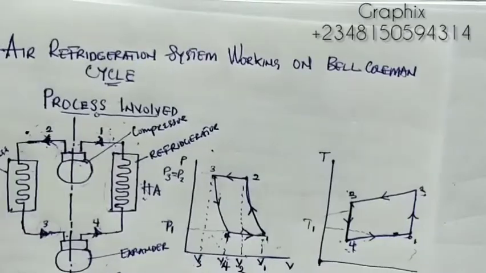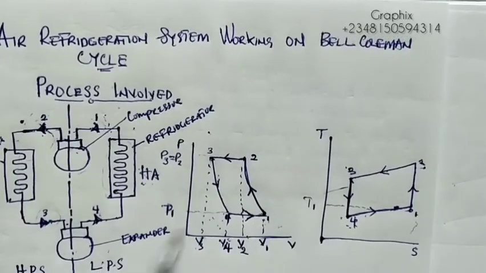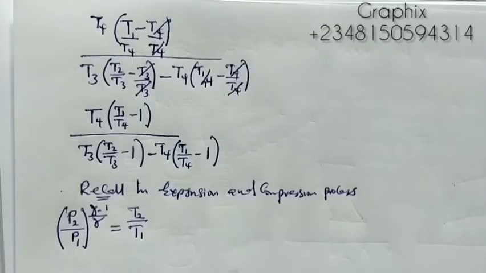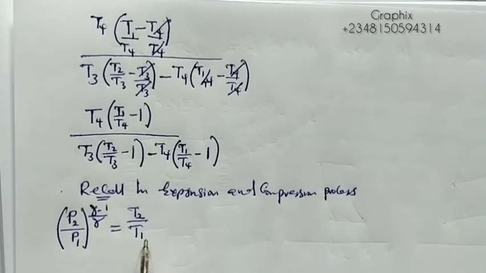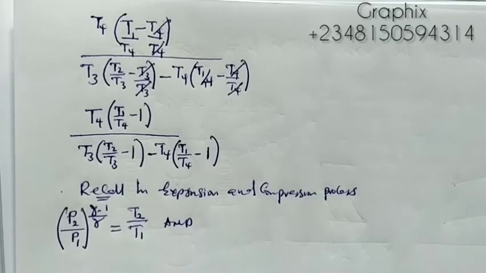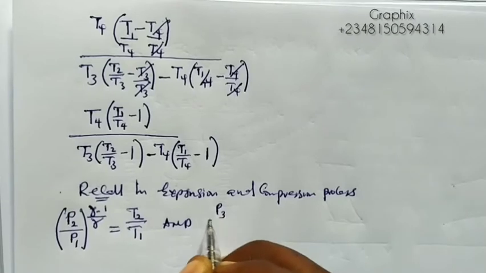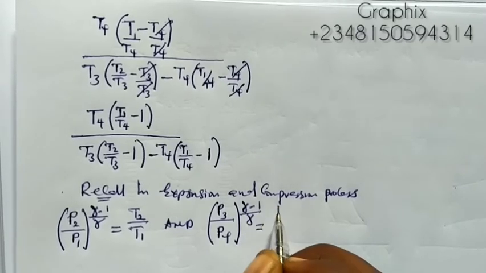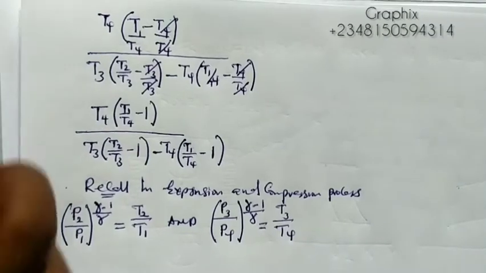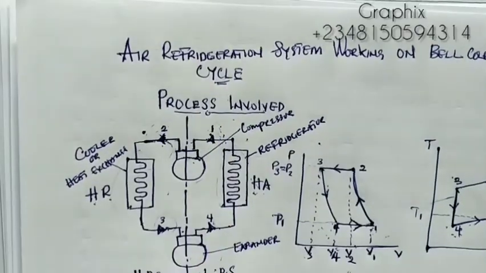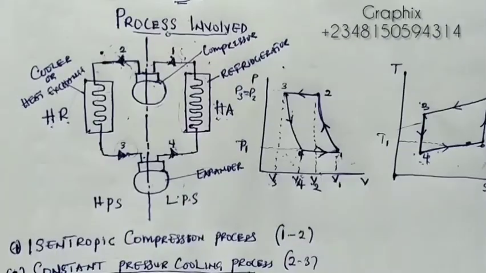This is what I mean here. If you look here, P2 over P1, to the power gamma minus 1 over gamma, is equal to T2 over T1. This P2 over P1 is the compression process, and P3 over P4 into bracket gamma minus 1 over gamma is equal to T3 over T4. You should always remember that it is the higher over the lower, T2 over T1, because at this point we say this is the high pressure side, divided by the low pressure side. Always remember that.